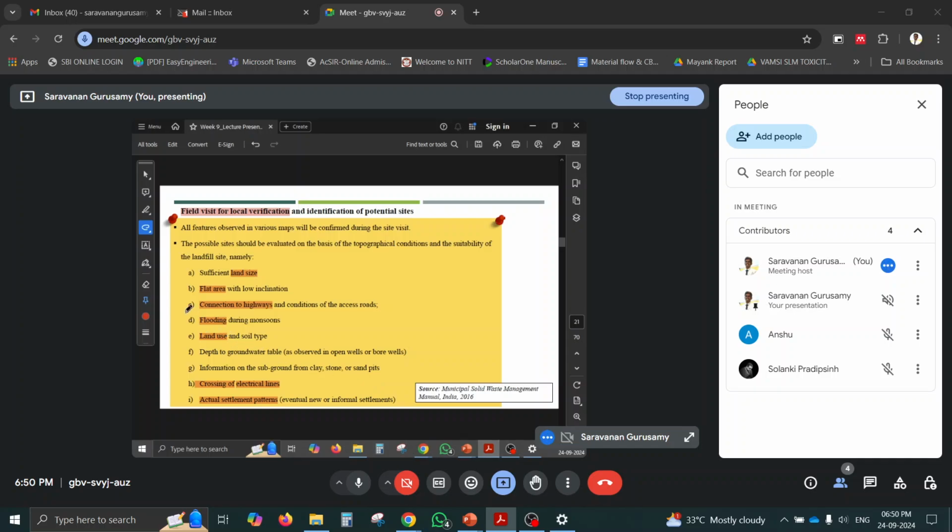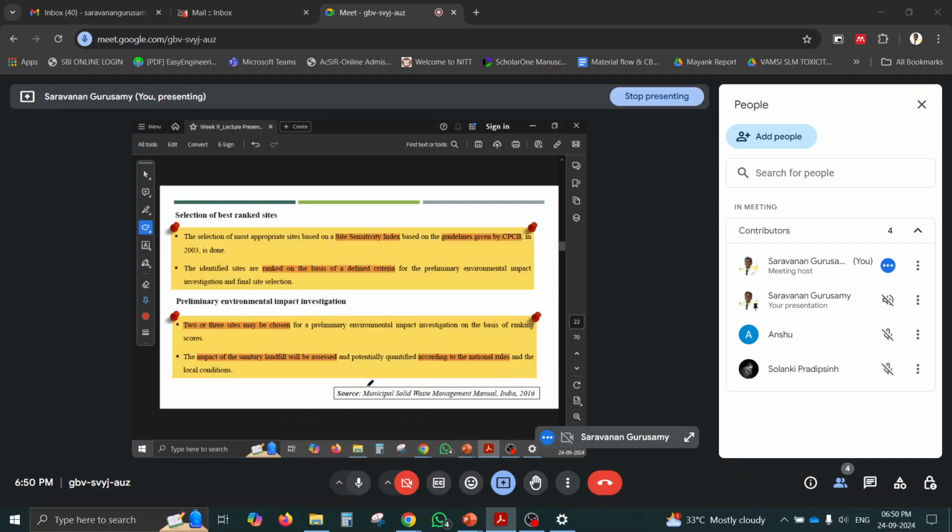Then field visit. The field visit is to check the land availability, whether it is a flat area or a trench, and the connection to the highway to check the transportation facility. Flooding during monsoons we have to check in person, and then land use and the soil type. Crossing of electrical lines is again important, because whenever we are digging, or for leachate migration, we should avoid crossing of electrical lines. And the actual settlement pattern, because with 1000 tons of solid waste per day, after 20-25 years how much solid waste will have accumulated, it will create settlement of the landfill. So the actual settlement pattern we have to check for the chosen landfill site.